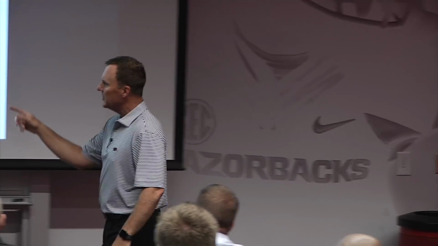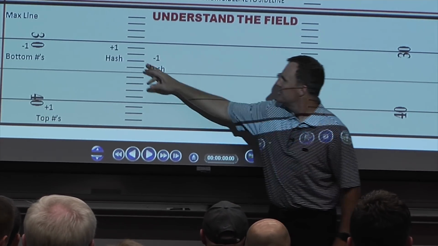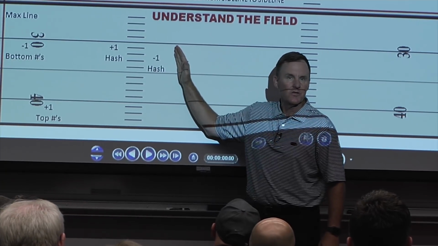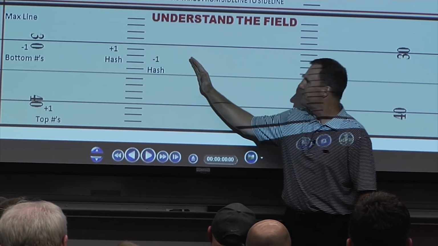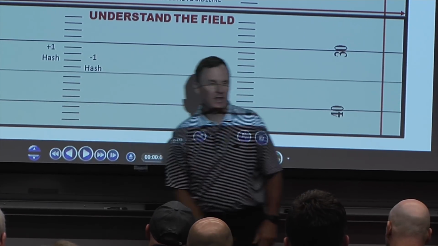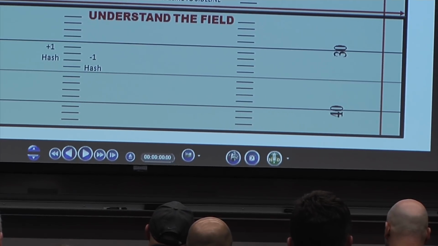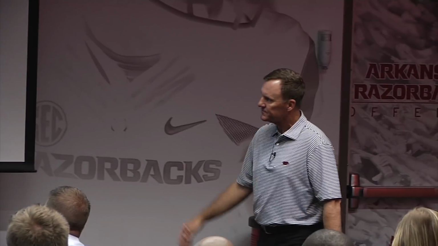They know, much like the numbers, if I tell you to line up minus 1 off that hash, you know you're inside that hash 1 yard. Or if I need you minus 4, then you're 4 yards inside. If I say plus off that hash, that means you're outside the numbers, or outside that hash. So plussing and minusing is a lot of our day-to-day talk with these young men.